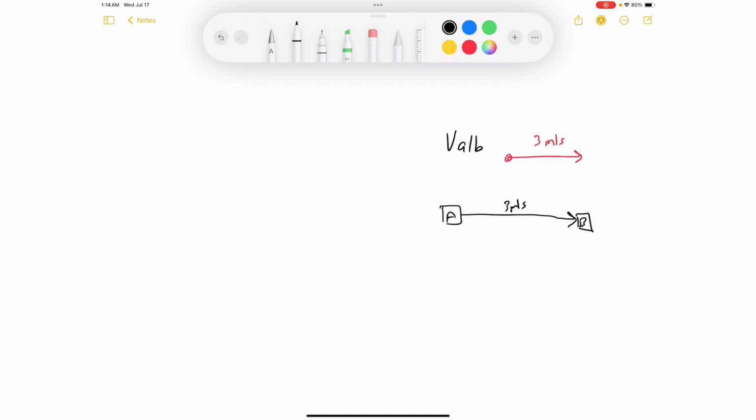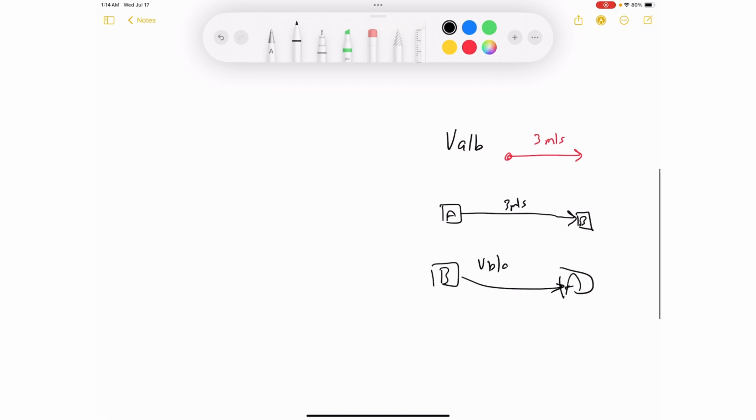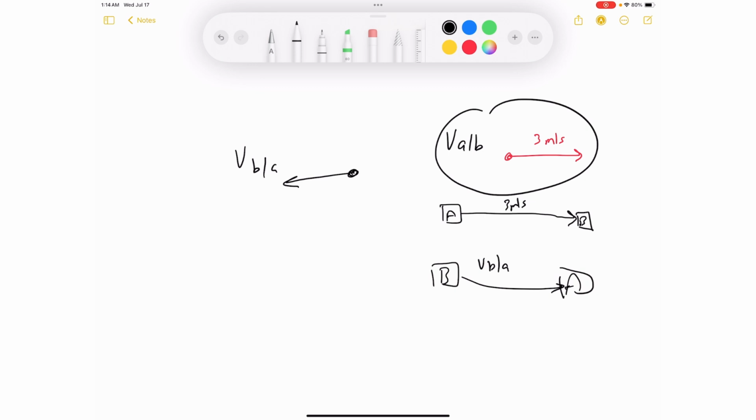Now, what if you wanted to switch that? Meaning you wanted B to A, where you're saying I want the velocity of B relative to A. Well, how could you do that? All you have to do is take that and flip it around. It would look just like this: the velocity of B relative to A, and you would put the point here and the arrow here, and it'd be 3 meters per second.